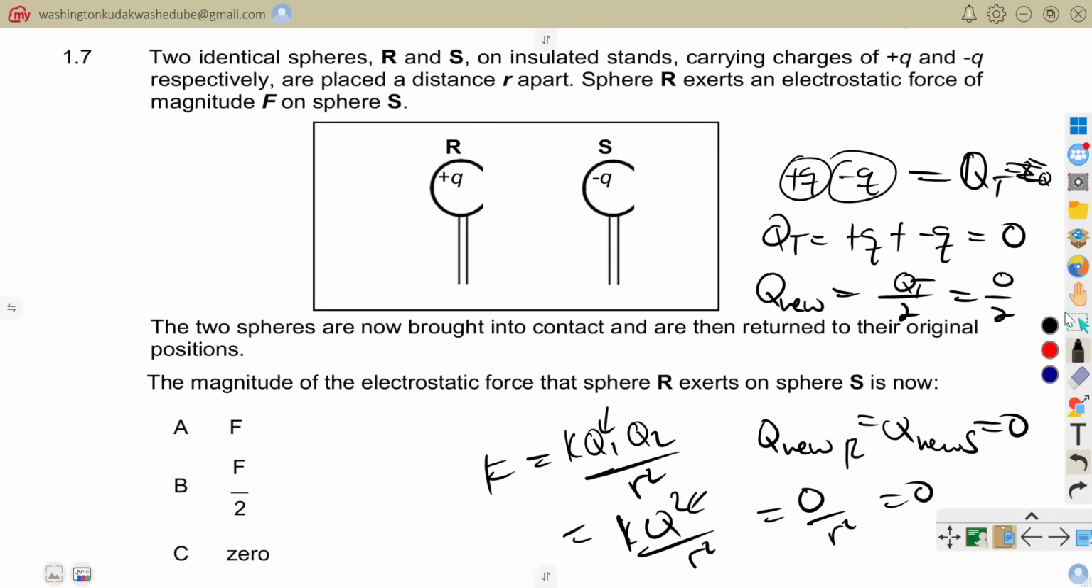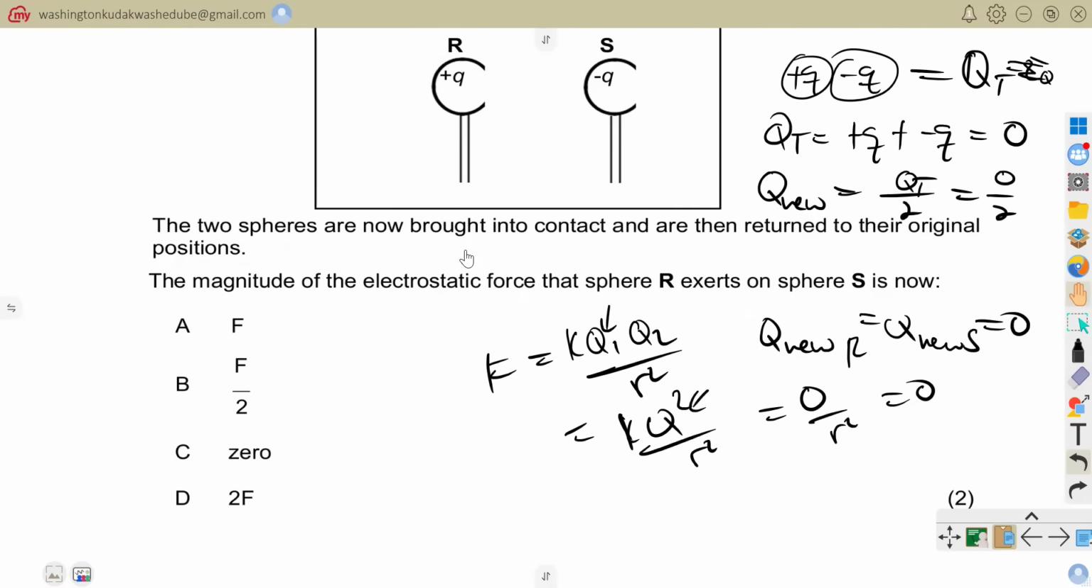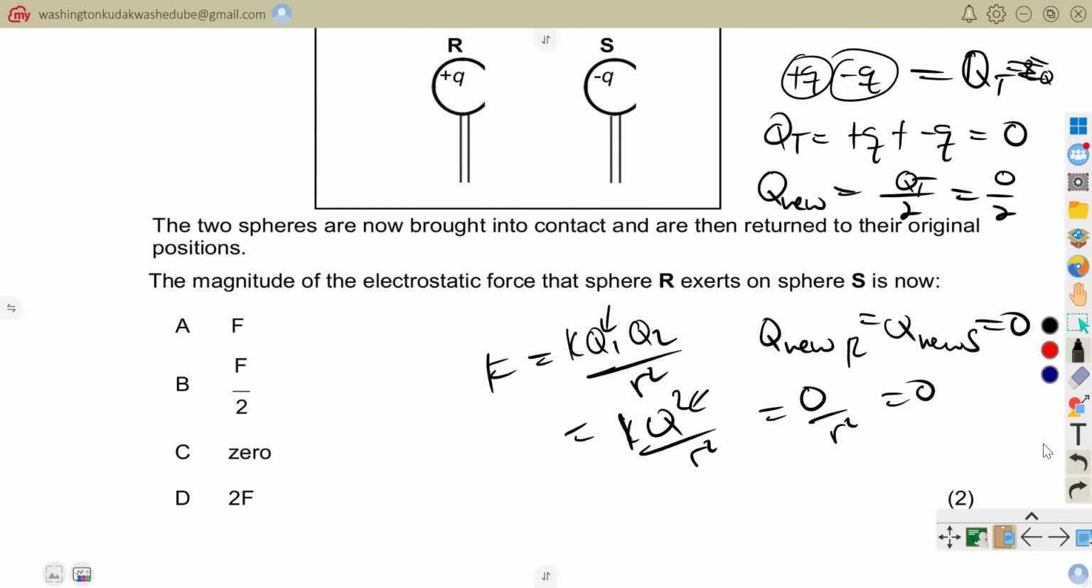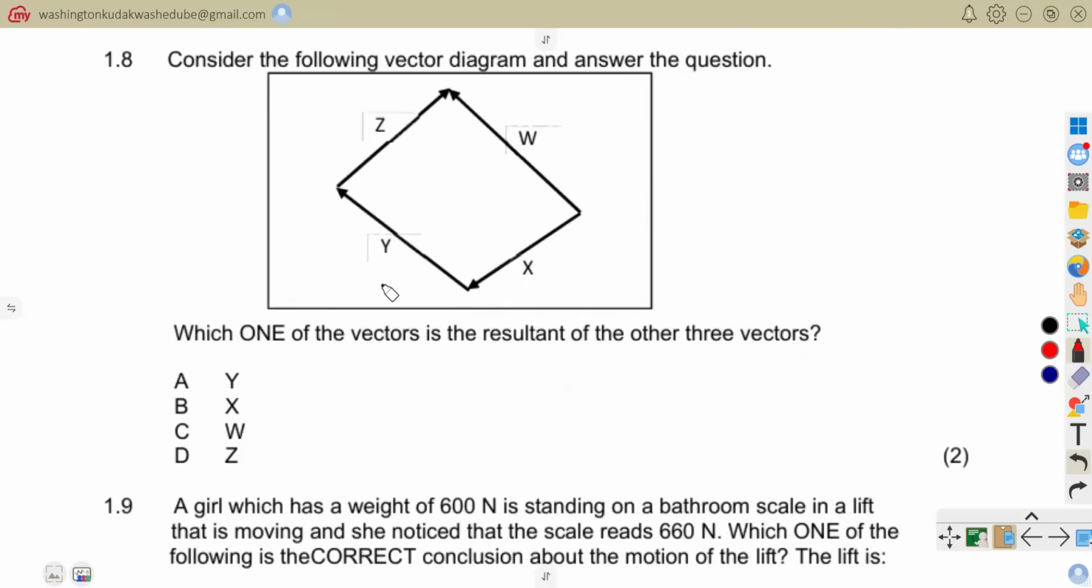So the magnitude of that force is supposed to be equal to 0. Why? Because the new charge is now equal to 0. So my answer there was going to be C, because this is where I've got my F being equal to 0. This is due to the new charge of the two spheres after separation, after they had been brought together. Now let's go to question number 8.